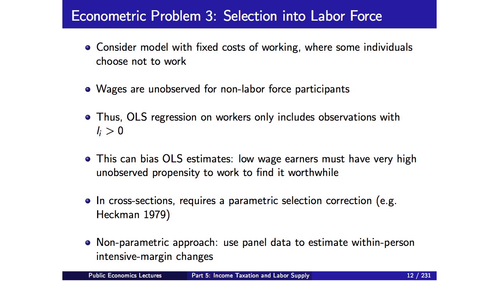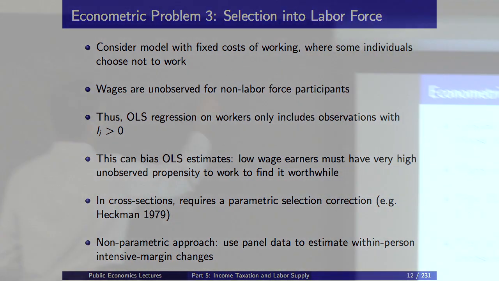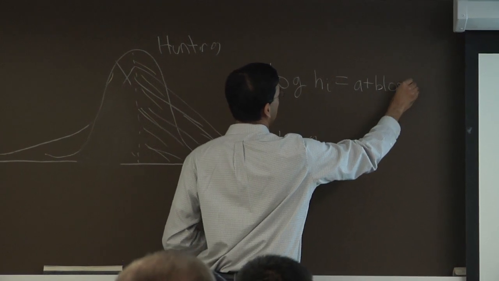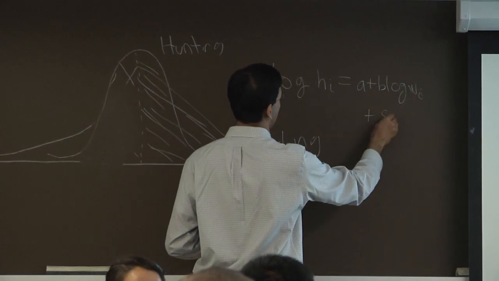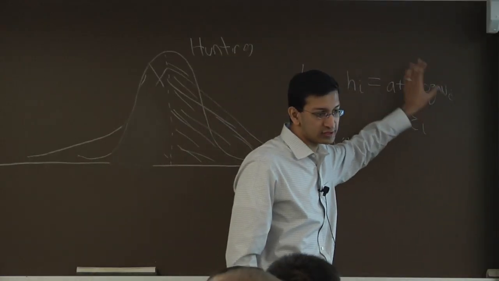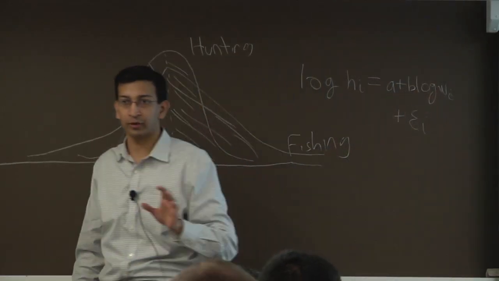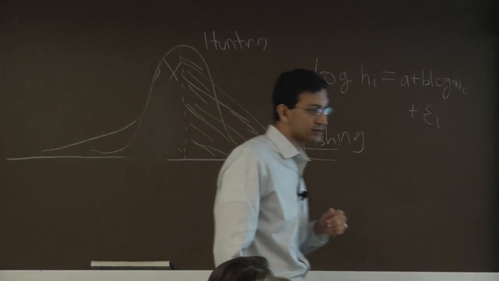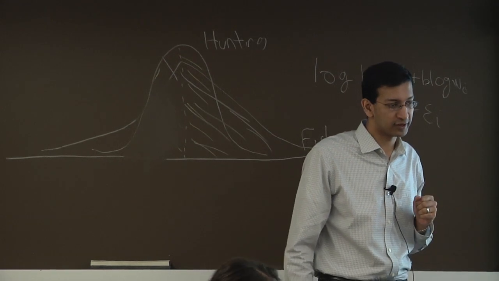So just to remind you guys where we were at the end of the last lecture, we're talking about estimating labor supply elasticities using a log linear specification that looks like this, right? So we're regressing log hours on log wages, and we're interested in that coefficient beta, or B, that is going to tell us the labor supply elasticity that we're interested in, right?